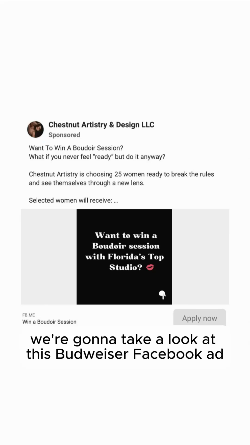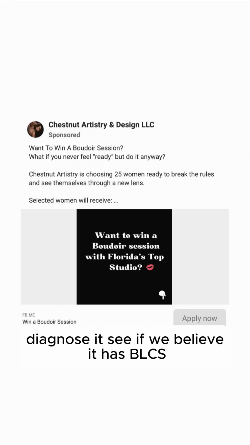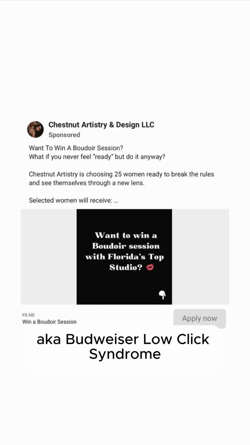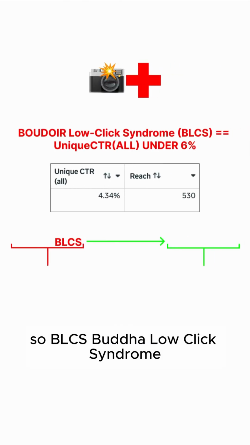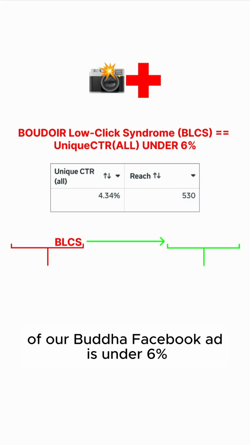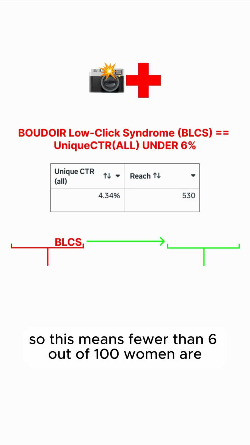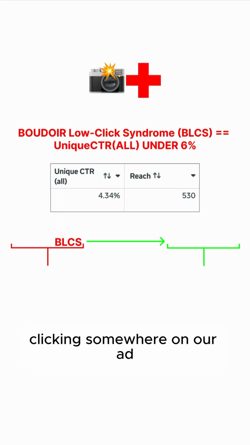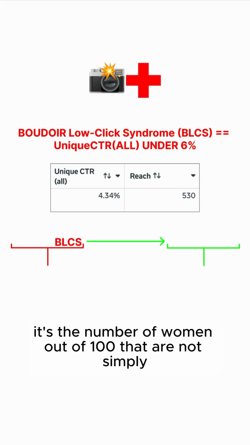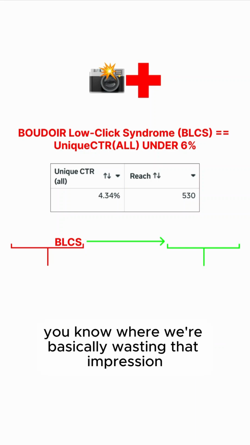All right, y'all, we're going to take a look at this Boudoir Facebook ad, see if we believe it has BLCS, aka Boudoir low click syndrome. BLCS is when the unique CTR on our Boudoir Facebook ad is under 6%. This means fewer than 6 out of 100 women are clicking somewhere on our ad, aka the number of women out of 100 that are not simply scrolling right on by, where we're basically wasting that impression.